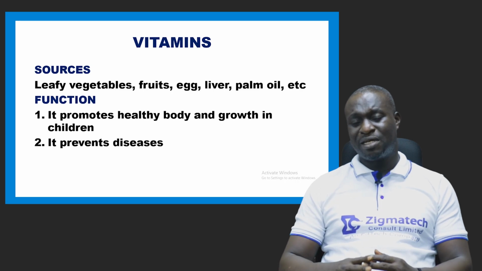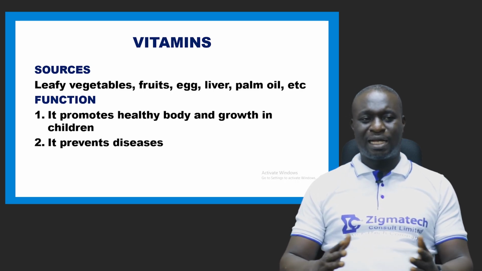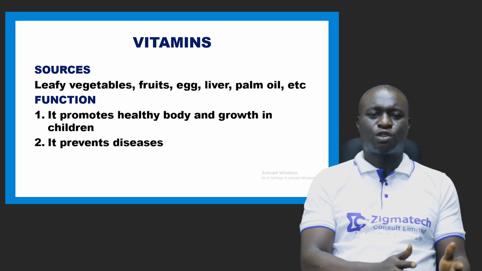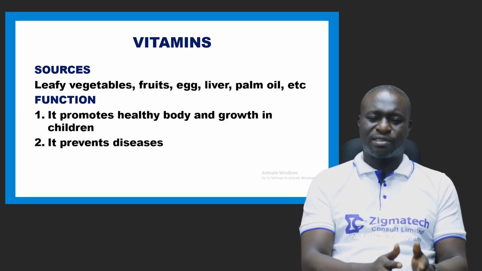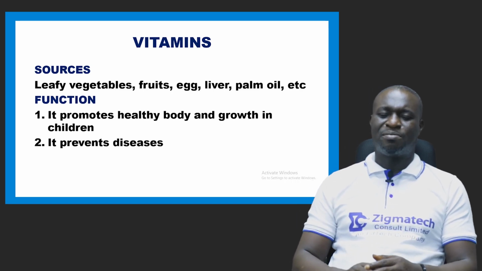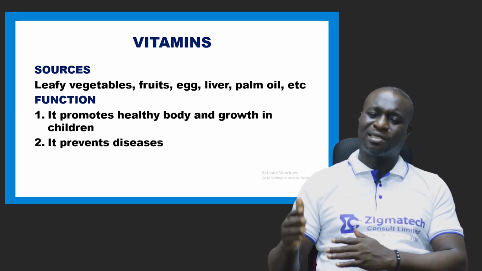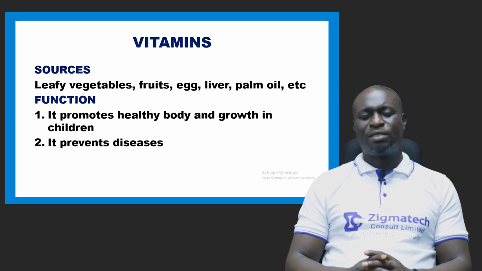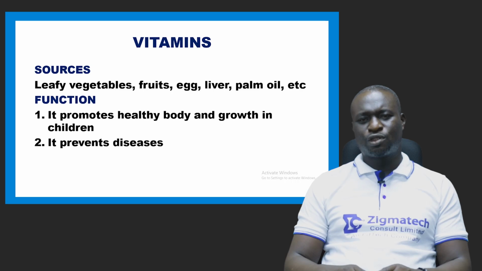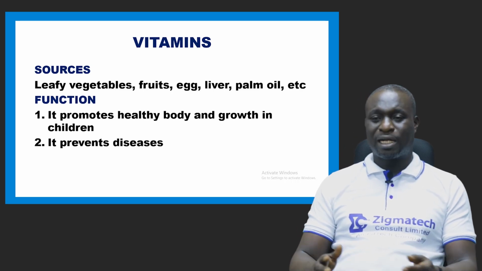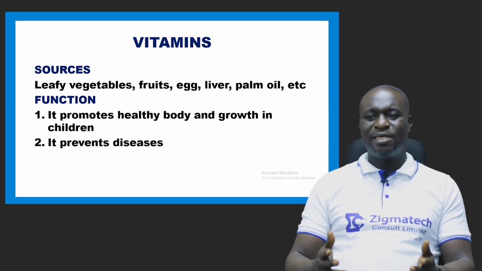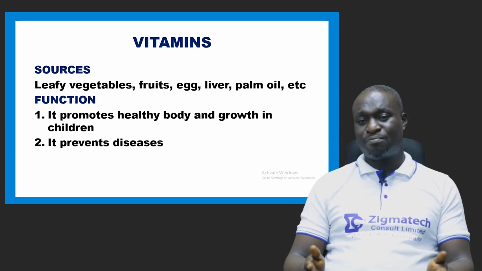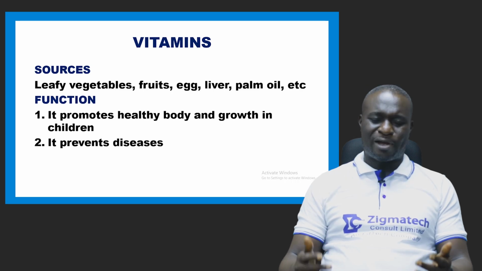Remember, I said that we have two kinds of vitamin. We talked about the fat soluble and then the water soluble. The water soluble vitamins are vitamin B and C, while the fat soluble vitamins are vitamin A, D, E, and K. Now, what are the sources of vitamins? Number one, we have leafy vegetables, we have fruits of all kind, we have eggs, we have liver, we have palm oil, and so on. These are all examples or sources of vitamins.